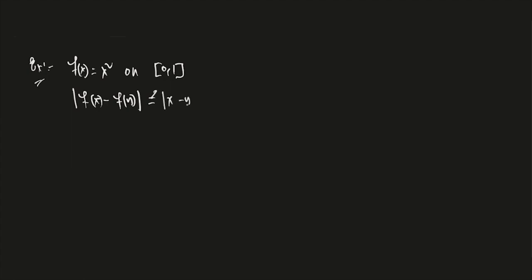As an example, you can take f of x to be x square on, let's say, 0, 1. Of course, you can see that f(x) minus f(y) can be written as less than or equal to mod x minus y times mod x plus y, which is less than or equal to 2 times mod x minus y. And this 2 is your m here. So this is Lipschitz continuous.